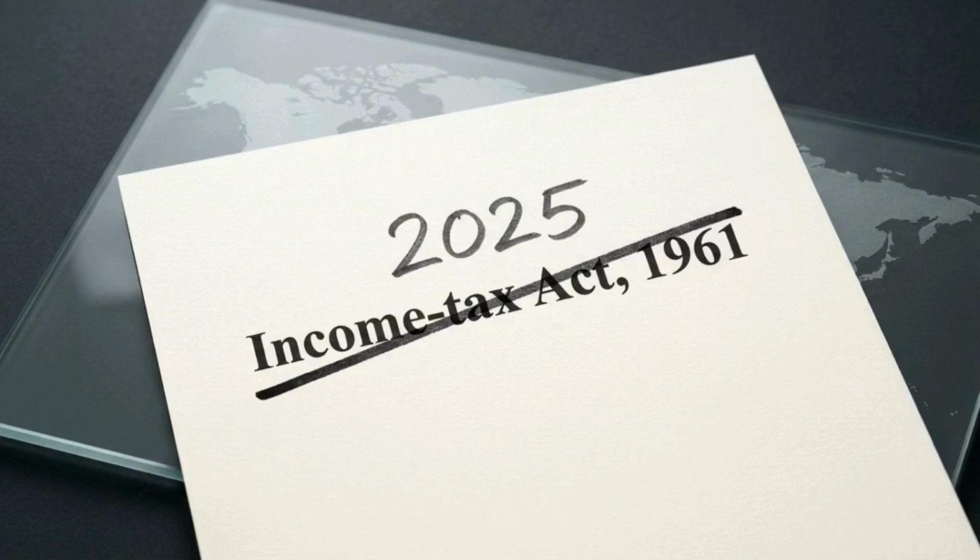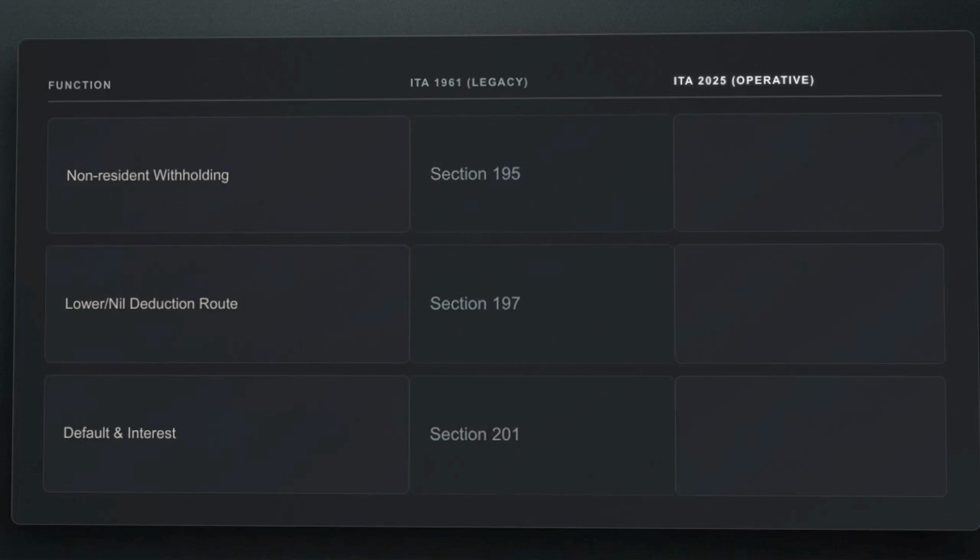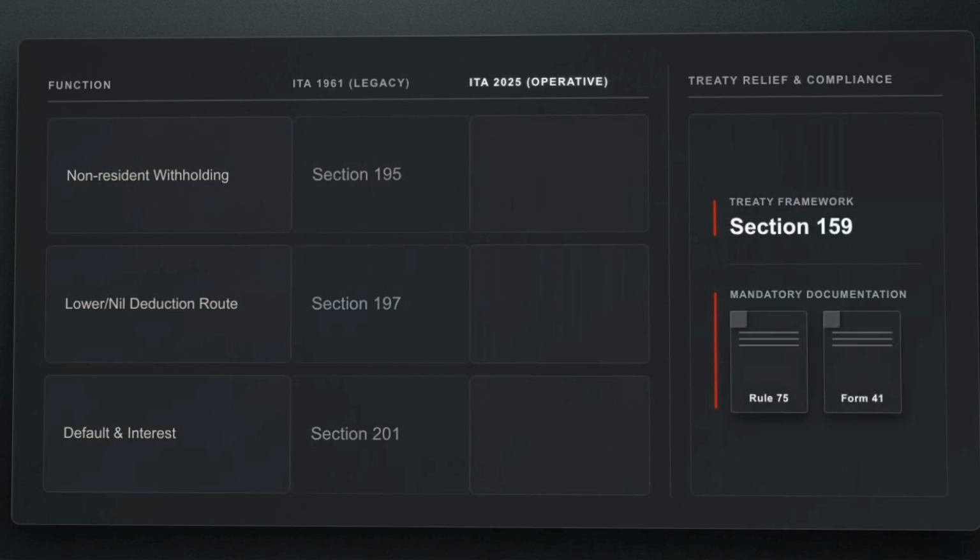For current tax years, you must drop any legacy references to the 1961 Act. This table outlines 2025 Act machinery. Non-resident withholding is governed by Section 393(2), certificates under Section 395, and defaults under Section 398. A fourth column maps treaty relief, anchored strictly in Section 159, demanding compliance with Rule 75 and Form 41.